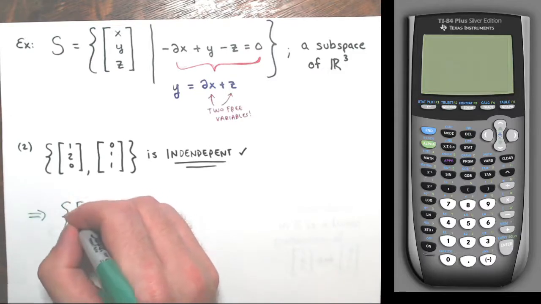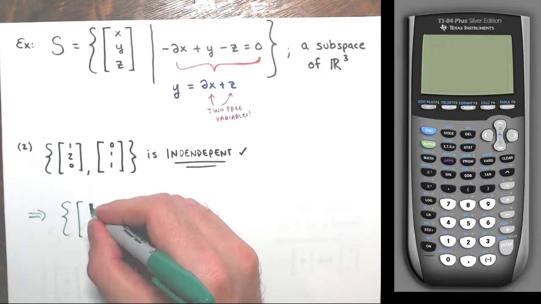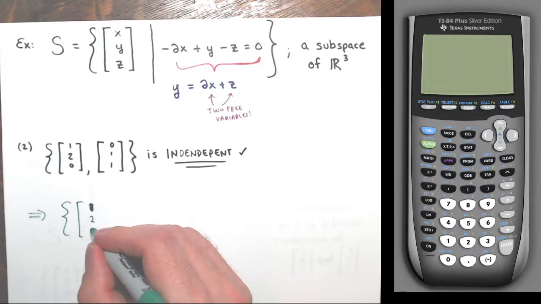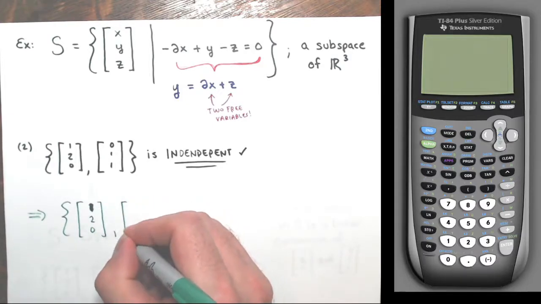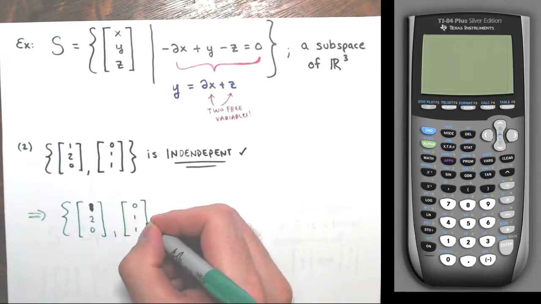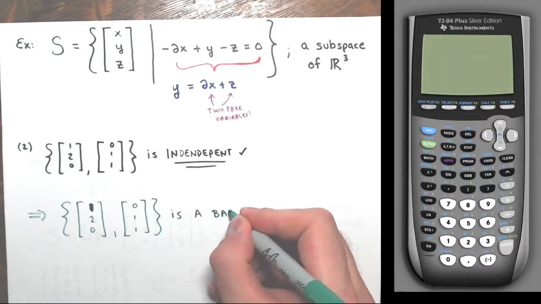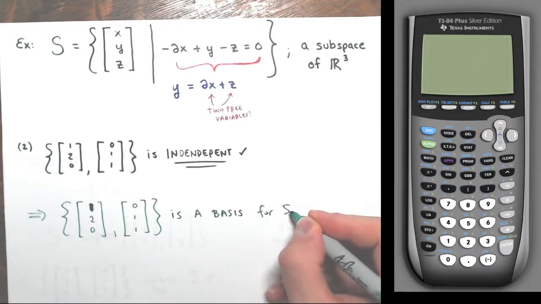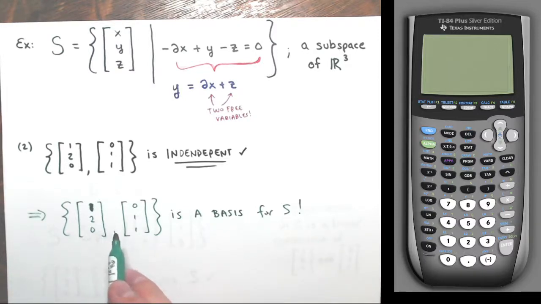So the set with vector 1, 2, 0, sorry, just a very thick 1, and then 0, 1, 1 is a basis for S. So that means every vector in S can be written as a linear combination of these two, and these two vectors are linearly independent. Wonderful. All right. So that's it for this set of examples.